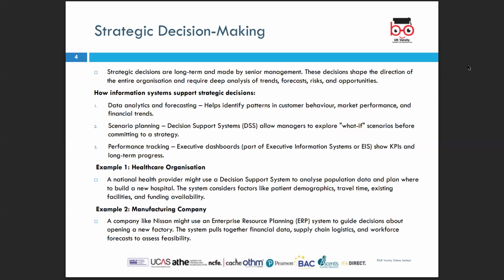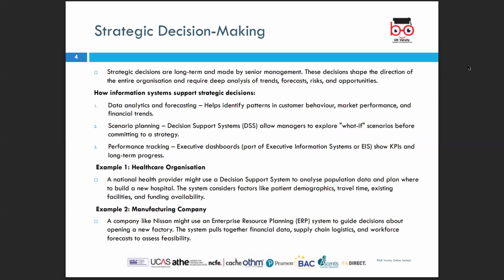So how does the information system support these strategic decisions? We support them through data analytics and forecasting, where this helps them to identify patterns in customer behavior. Scenario planning, for example, decision support systems allow managers to explore what-if scenarios before committing to a strategy.